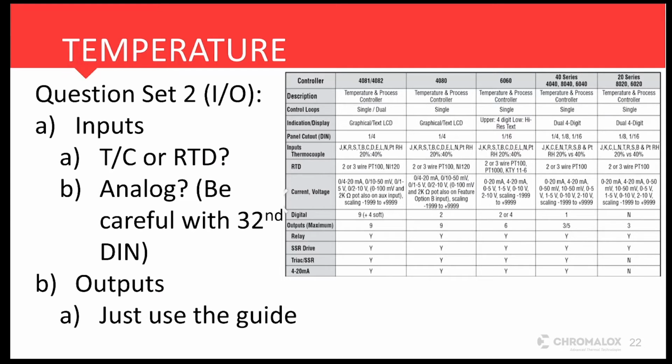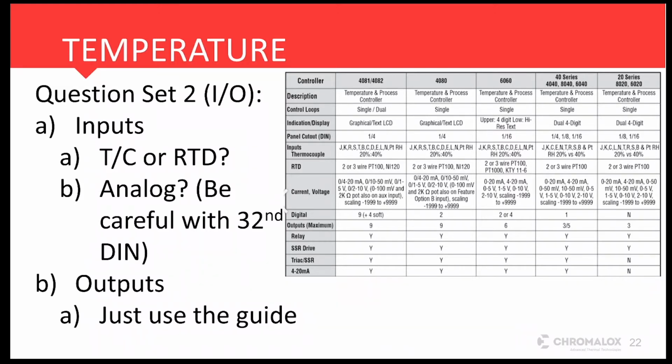So the second question set that I think of is all about inputs and outputs. Inputs for our temperature controllers are really simple. If your customer is working with any sort of thermocouple or standard RTD, you can pretty much have extreme confidence that the controller can handle it. Look at all those letters. It's pretty much the whole alphabet on the inputs for the thermocouple. So if you hear them say thermocouple or RTD, you should feel good right there.